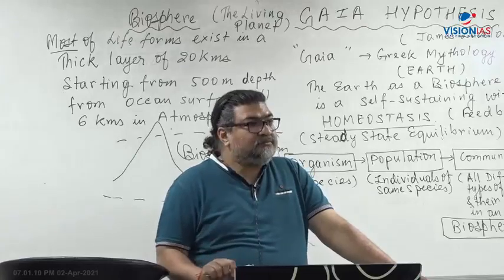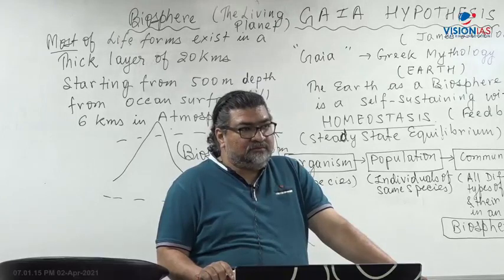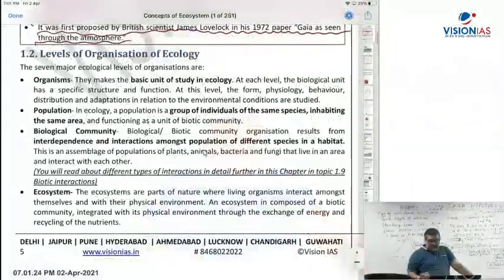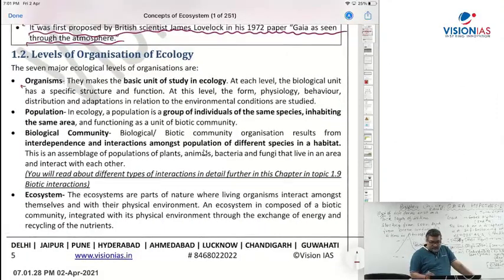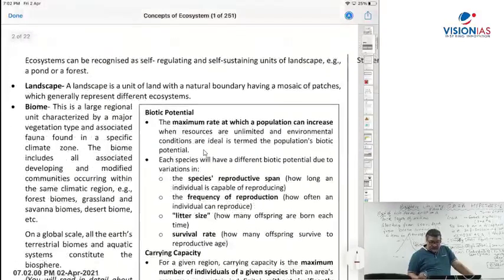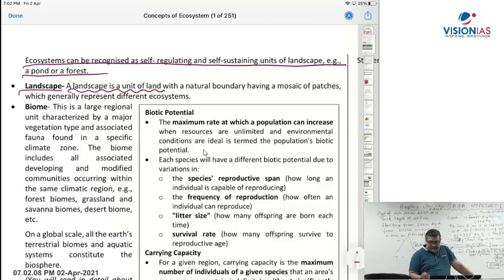And then you have the levels of organization. In the handout, when I come to that, you have the levels of organization. It's also mentioned in the handout. Please follow the handout which I have uploaded to your login page. So here it is already given, organisms, right? The organism is the basic unit of study in ecology, structure and function. Then population, a group of individuals of the same species inhabiting the same area. Biological community, the biotic community, is the interdependence and interaction among populations of different species in a habitat. Then ecosystem, the part of nature where living organisms interact among themselves and with their physical environment. An ecosystem is a self-regulating, self-sustaining unit of landscape, pond or forest. What is a landscape? A landscape is a unit of land with a natural boundary having a mosaic of patches which generally represent ecosystems.